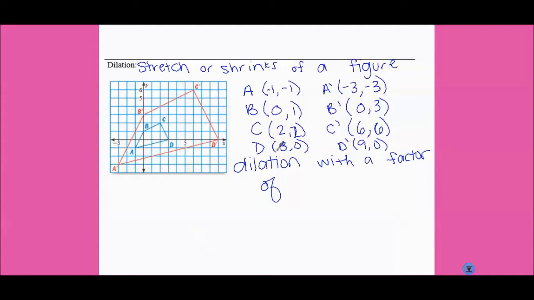Hopefully you said that they were all multiplied by 3, and that means we have a dilation with a factor of 3. They were all multiplied by 3. If the figure were to get smaller, then we know that our factor would have to be a fraction so that it's a smaller size than the original. That's all for today.